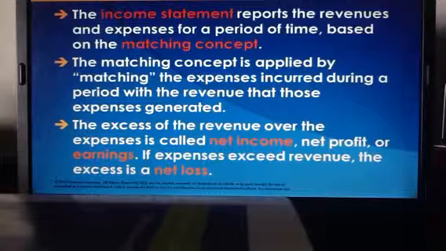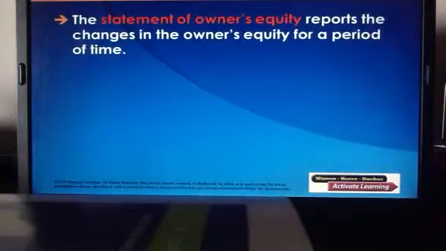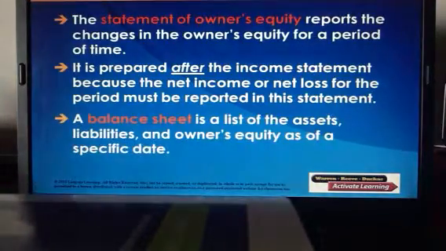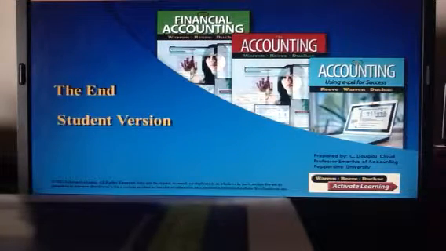Again, the income statement summarizes revenues and expenses. If revenues exceed expenses, that's called net income or net profit. If expenses exceed revenues, that's called a net loss. Statement of owner's equity, I've already talked about. Also, the balance sheet lists the assets, liabilities, and owner's equity as of a specific date.